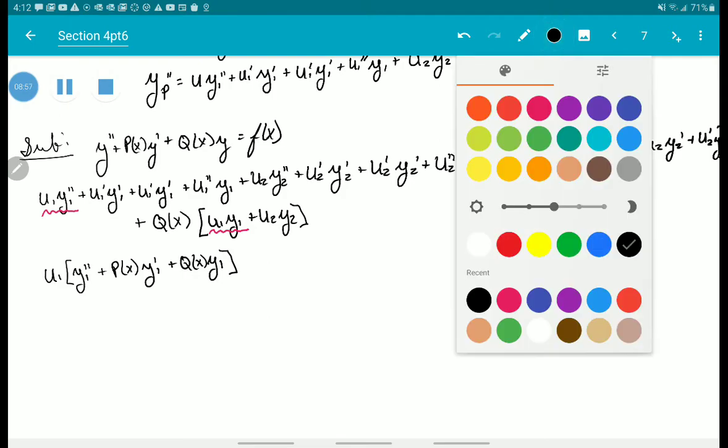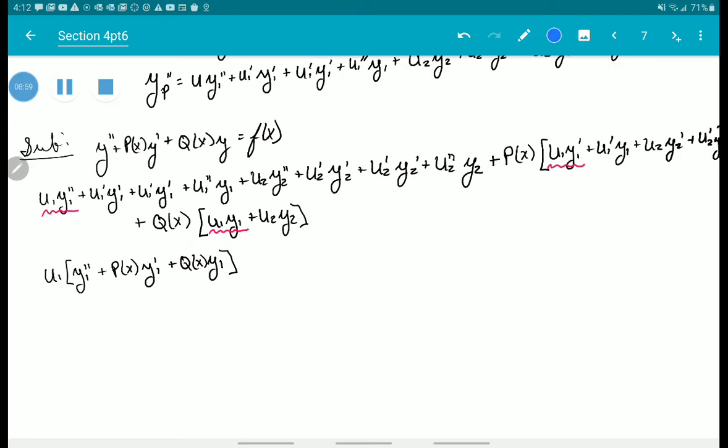And now I'm going to do the same thing with the u2s. So I'm going to find my u2 terms. Here's a u2 term, here's a u2 term, and then here's a u2 term. And I'm going to factor out the u2s. And that's going to leave me with y2 double prime plus p of x times y2 prime plus q of x times y2.